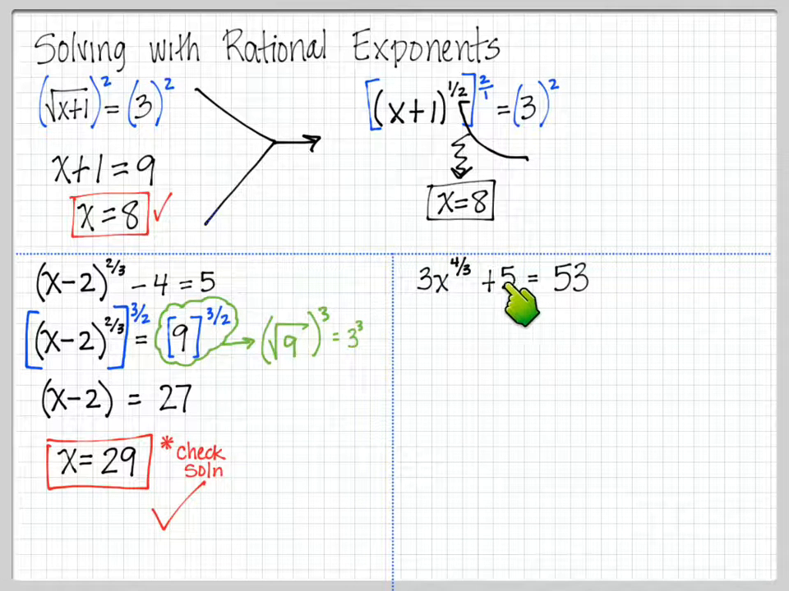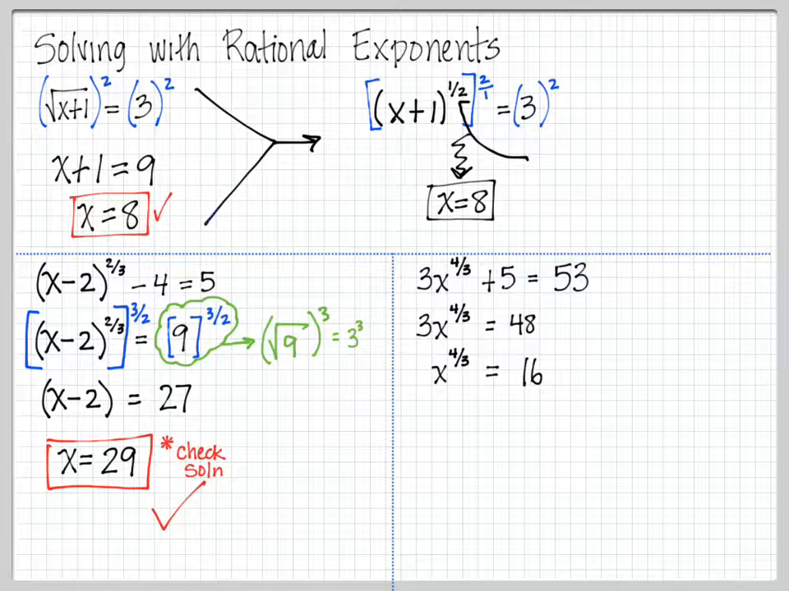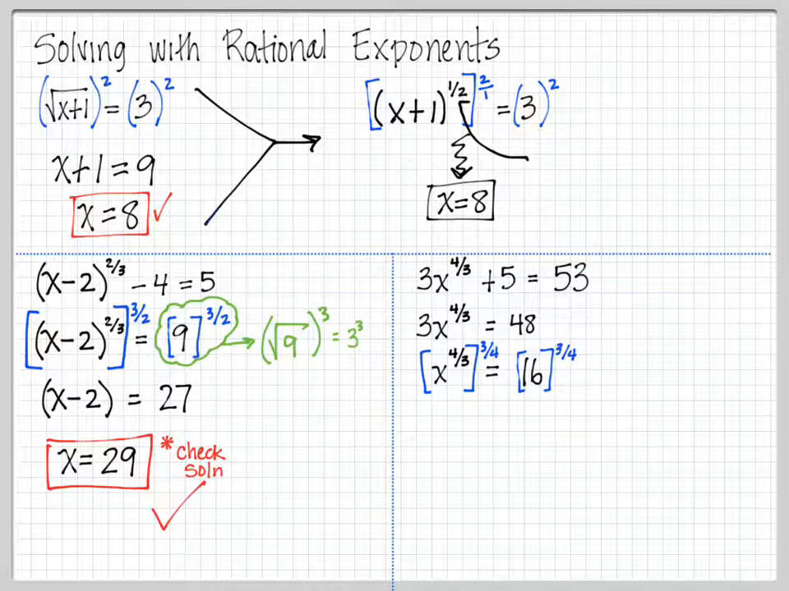So first I need to get rid of the positive 5, so I'm going to subtract 5, and then I'm going to divide by 3. So I subtract 5, I divide by 3. And now I'm going to raise both sides to the reciprocal power, to the 3/4.